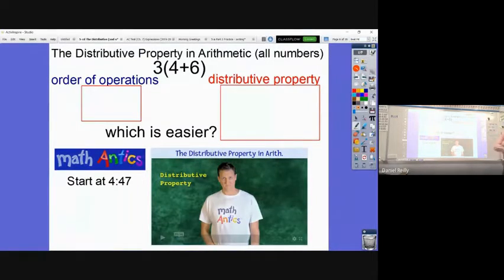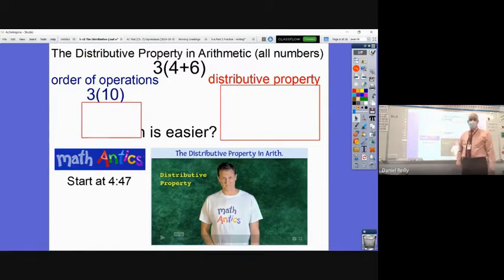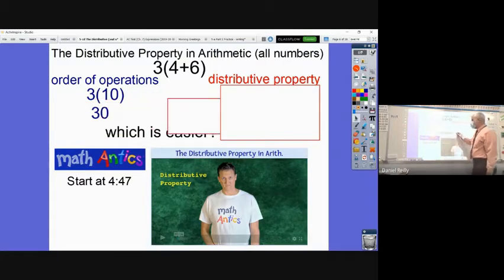Now, when you're doing all numbers, sometimes the distributive property is easier and sometimes it's not. Sometimes it's easier to use the order of operations when it's all numbers in your problem. How would you do 3 times 4 plus 6 using the order of operations? What is the first step if you're using the order of operations? Do what's in the parentheses, right? So I would add 4 plus 6 and get 10, and then 3 times 10 is 30.